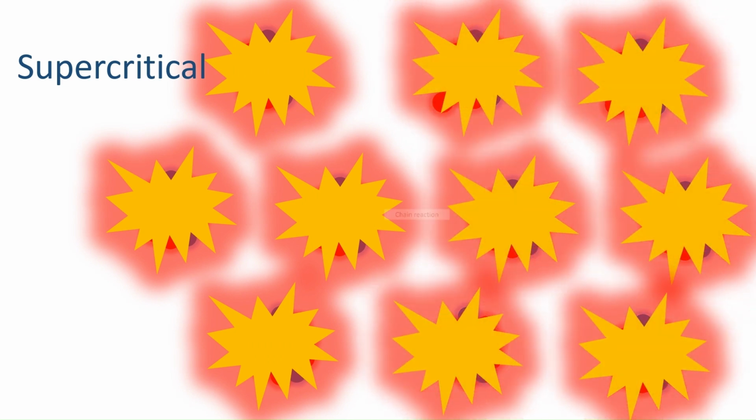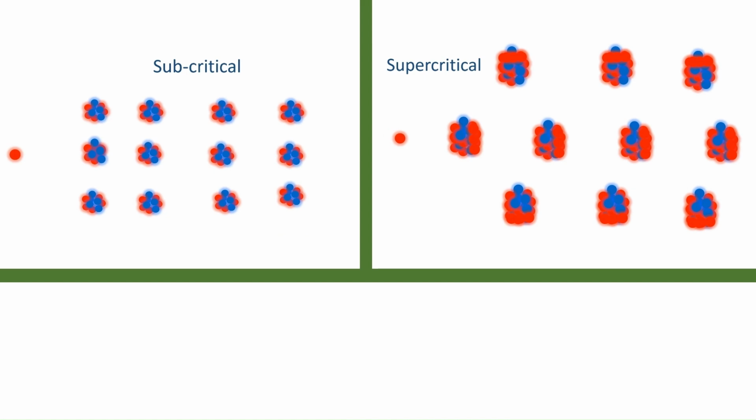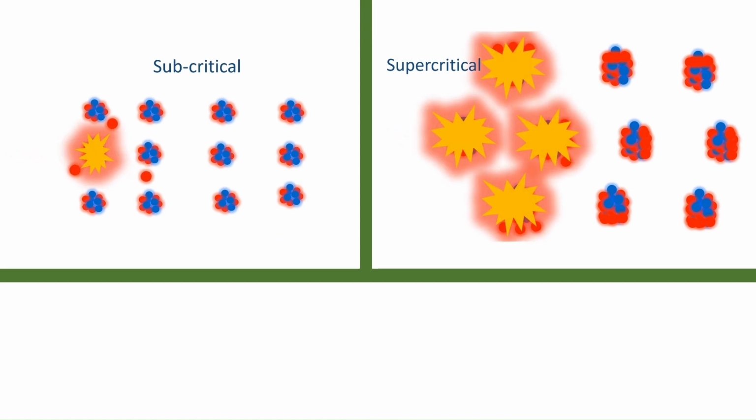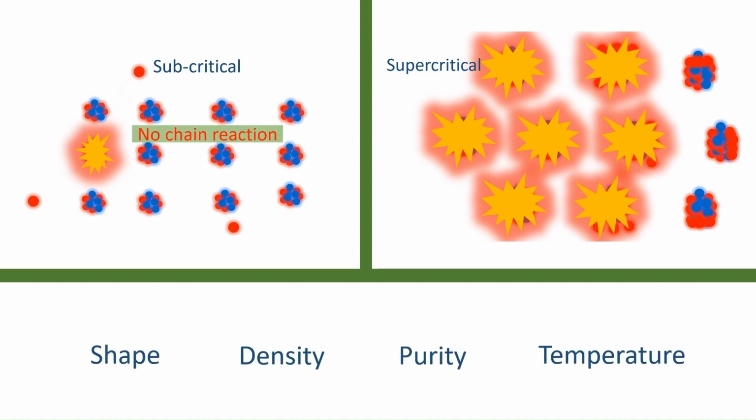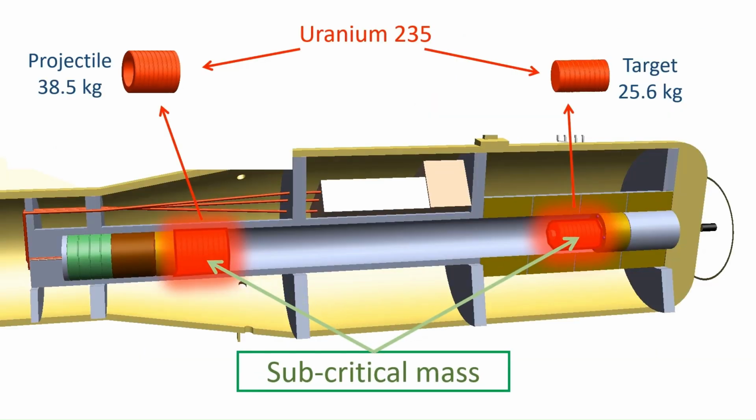A supercritical mass is required during detonation of a nuclear explosion. A material like uranium and plutonium can be converted from subcritical to supercritical by altering its shape, density, purity, or temperature. So, for safety purposes, the fuel must be kept in a subcritical state to prevent accidental detonation.